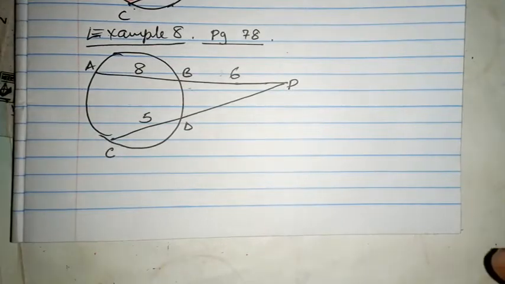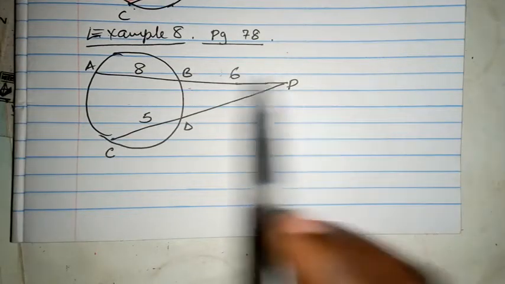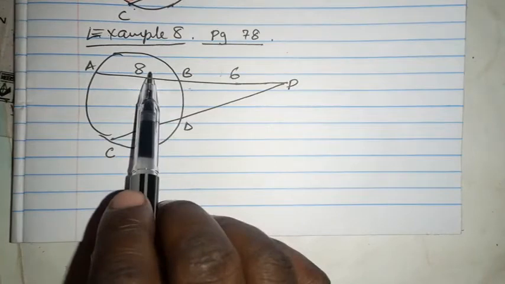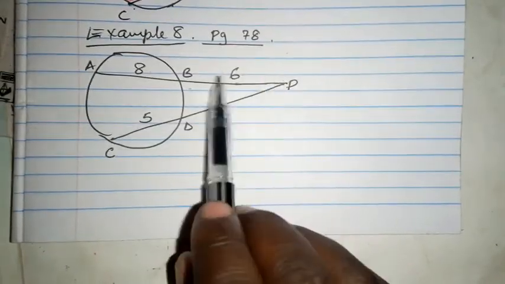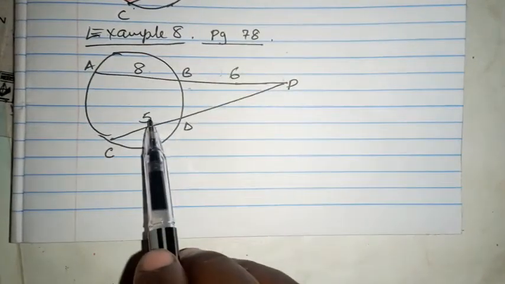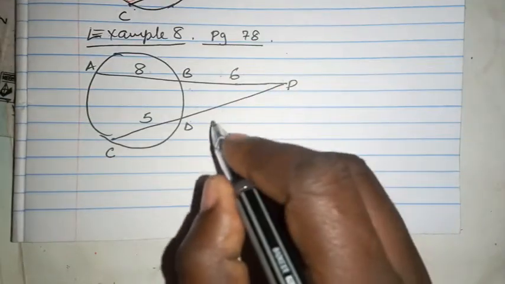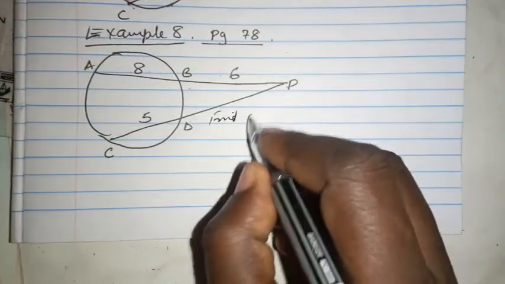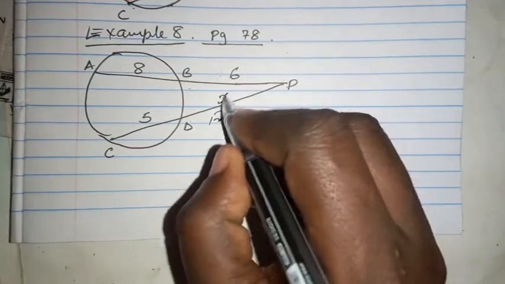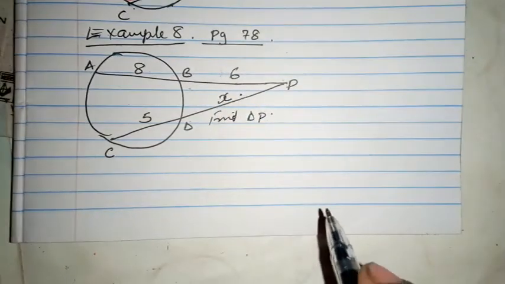We are told that AB is 8, BP is 6, CD is 5, and we are supposed to find DP. The question is find DP. Let's just assume DP is x.